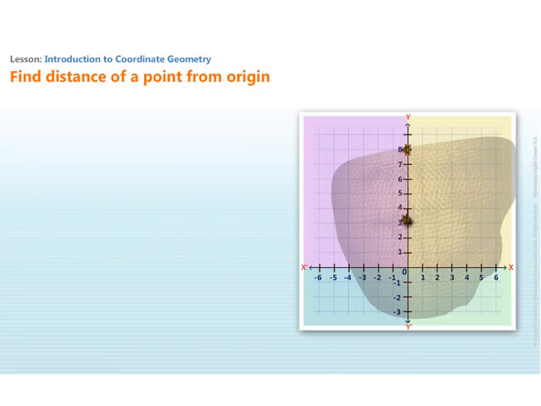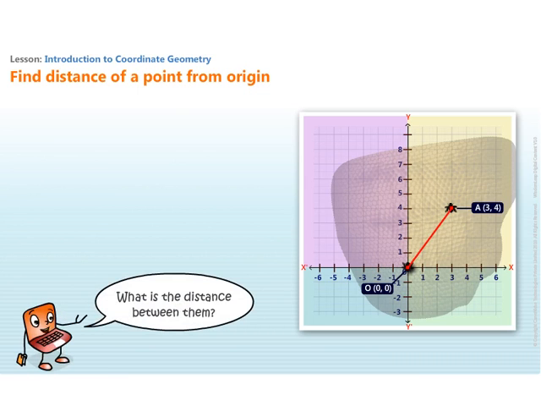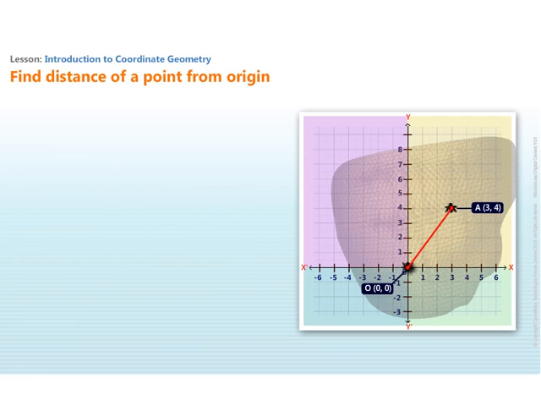Suppose D moves to the origin of the coordinate axes, that is (0, 0), and Lee moves to the position represented by point A (3, 4). What is the distance between them? The distance between them is OA.